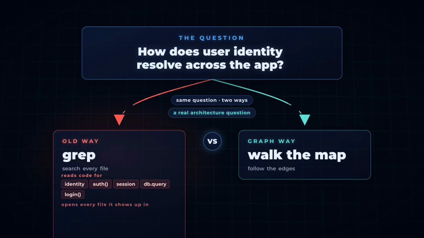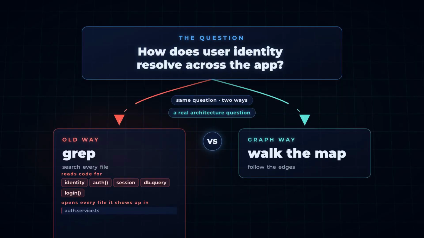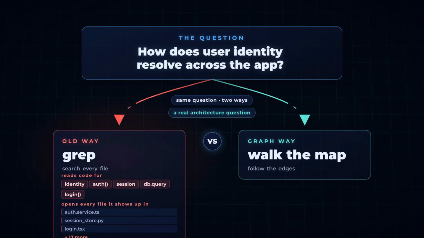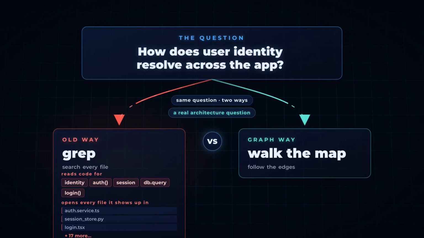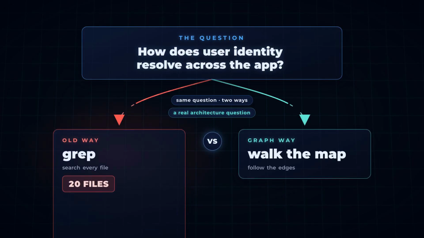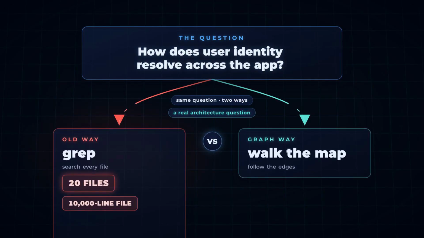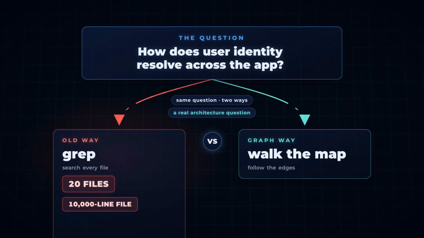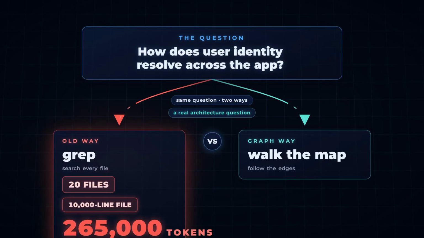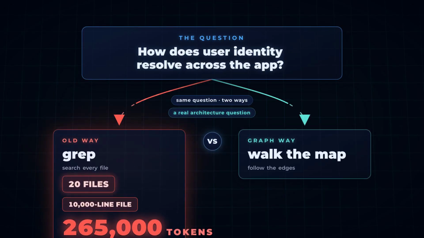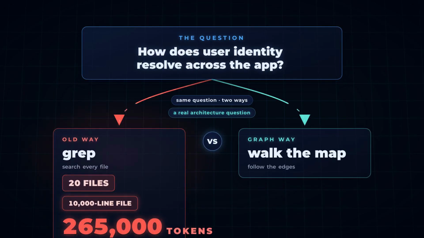To answer that, it greps for the obvious terms, the auth functions, the database calls, and then it reads the files those terms show up in. On my app, those terms show up in 20 different files. And because one of my files is a 10,000 line monster, reading them all in would cost you around 260,000 tokens just to set up the answer. That's most of a context window gone before it's even thought about your actual question.